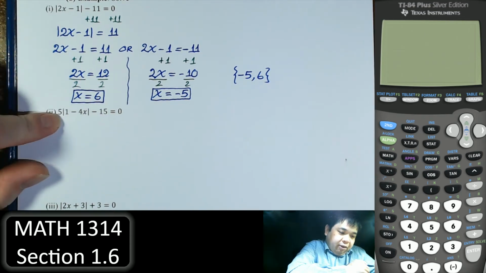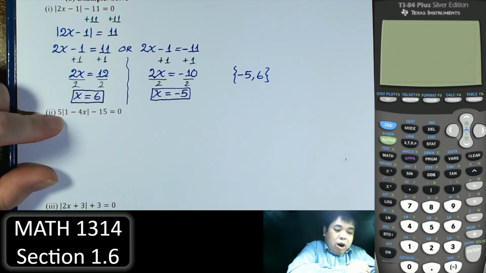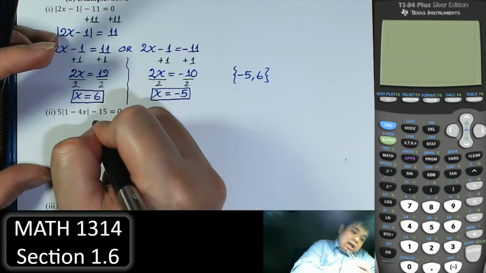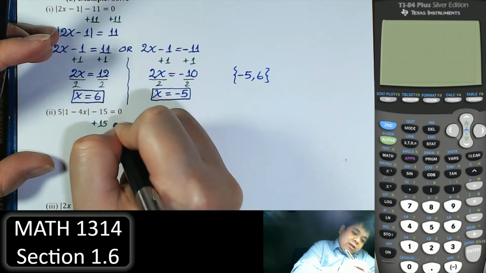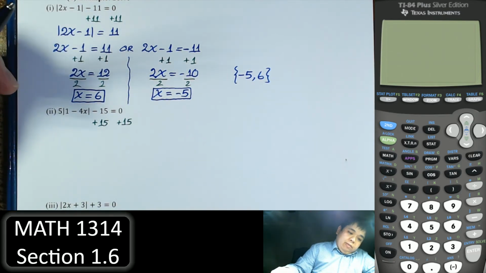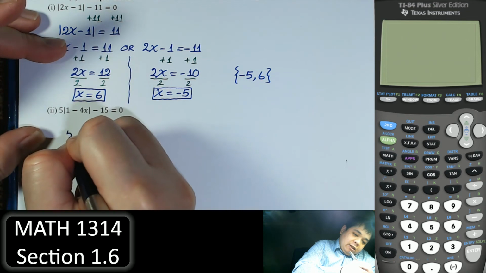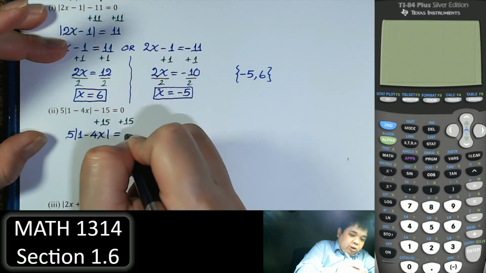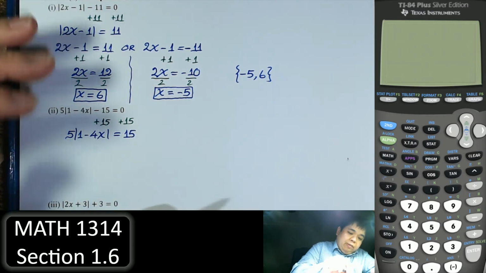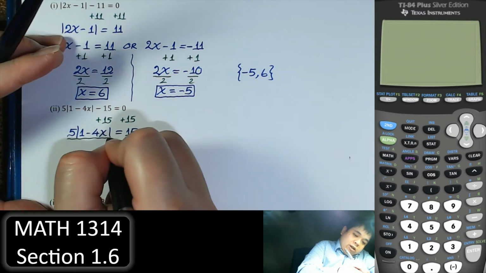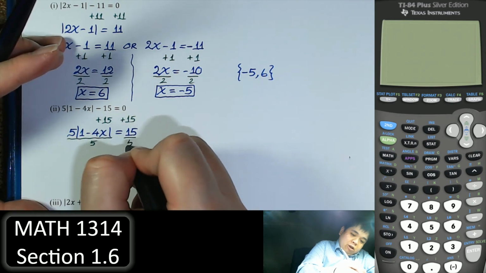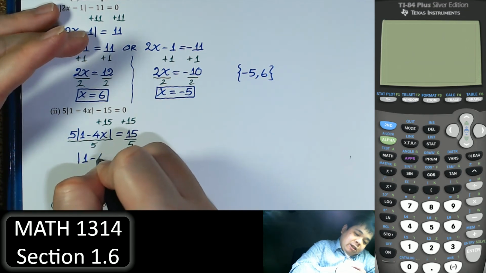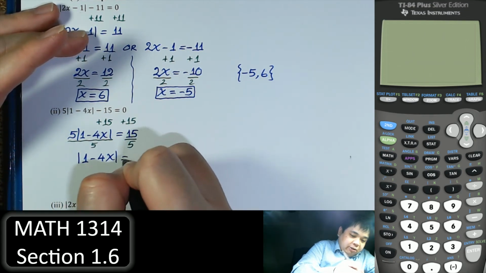Next, 5 times the absolute value of 1 minus 4x, minus 15, equal to 0. So once again, we isolate the absolute value by adding 15. So we have 5 times the absolute value of 1 minus 4x equal to 15. And then divide by 5 on both sides, because we want to isolate the absolute value, meaning get the absolute value by itself.